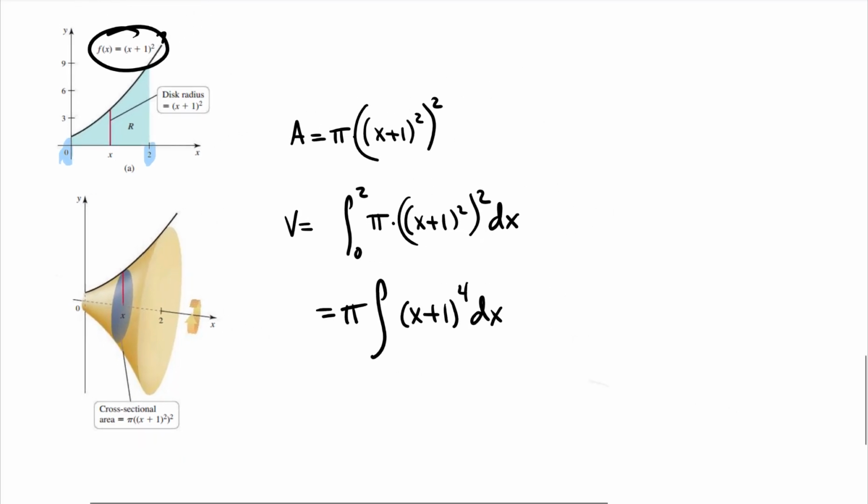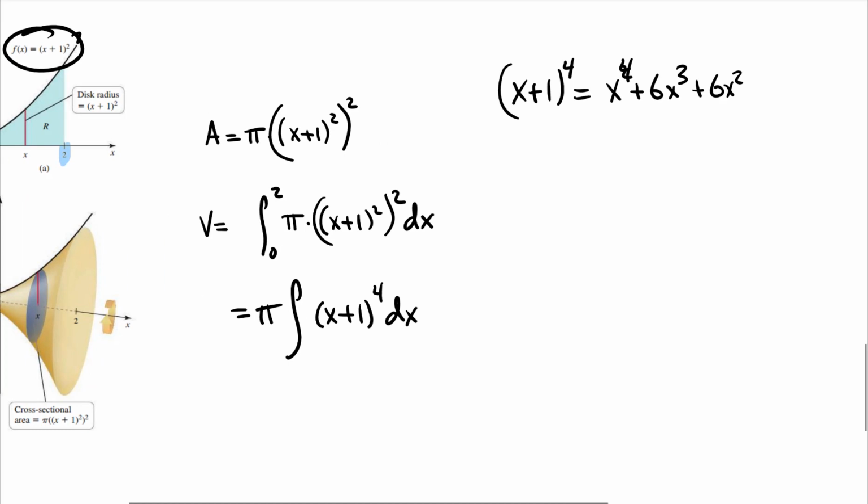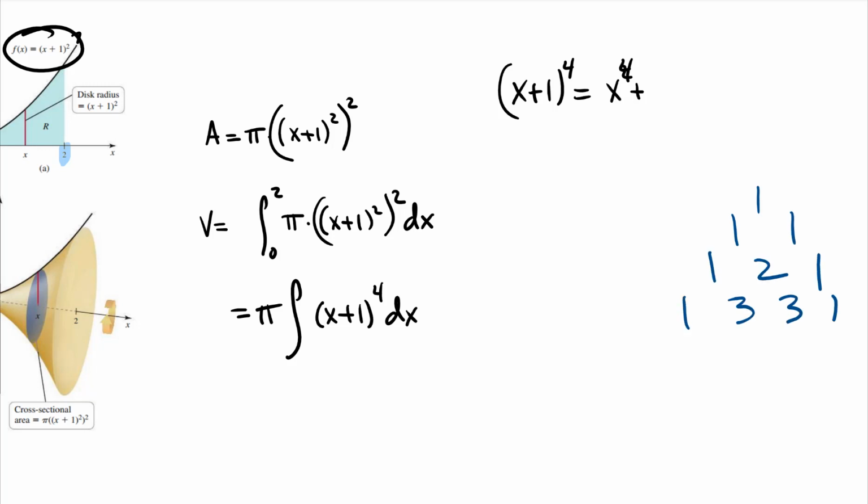But I don't want to expand x plus 1 to the 4th, so that's x to the fourth plus 6x cubed plus 6x squared. Wait a second, I have it wrong. Hold on. You ever seen Pascal's triangle? Oh, there it is. It's x to the fourth plus 4x cubed plus 6x squared plus 4x plus 1. Do you really want to do all that work? I really only do that when it's squared. Once it's cubed, it's too much.